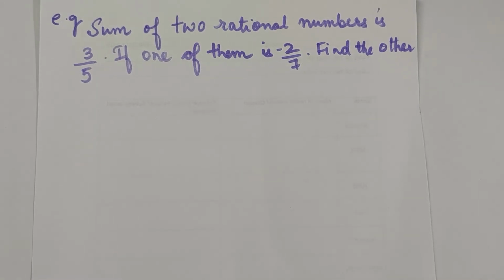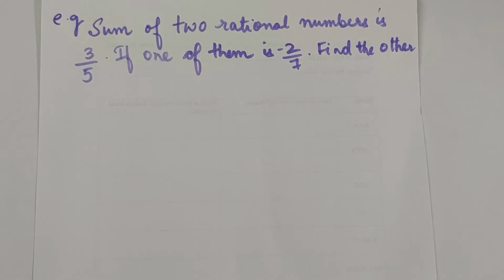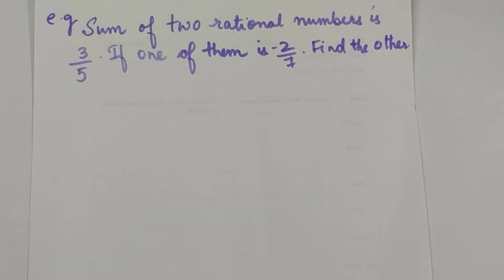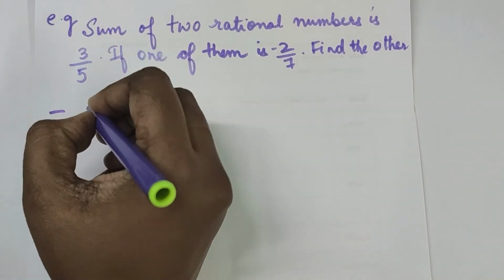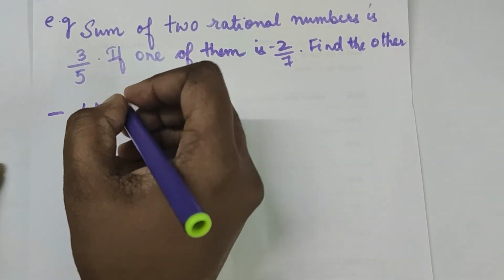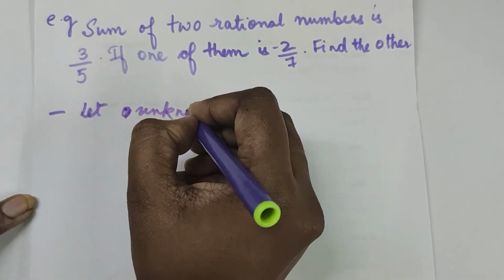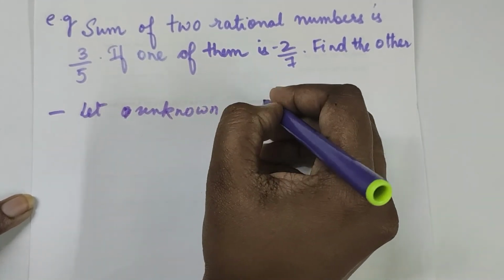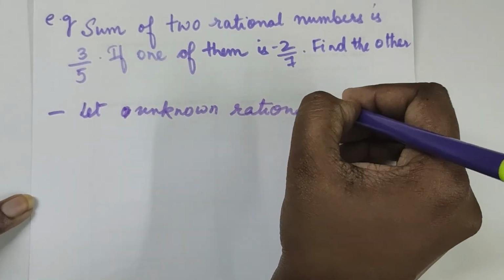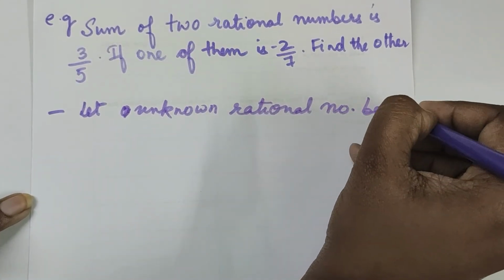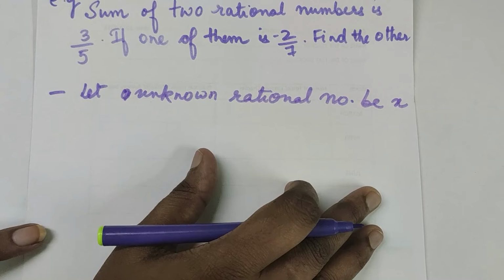So let us take an example to show how subtraction works. Here the question says the sum of two rational numbers is 3 by 5. If one of them is minus 2 by 7, find the other. So we have to find one of the rational numbers. Let us write, let the unknown rational number be x, because we can represent x as x by 1, which is a form of rational number.